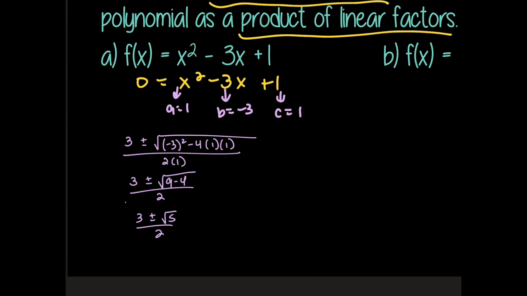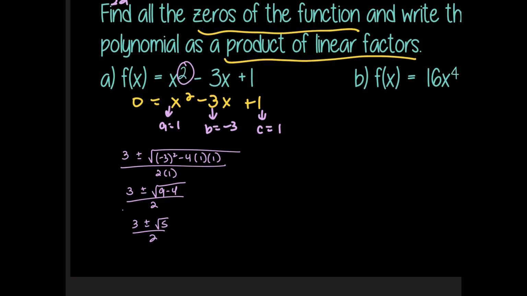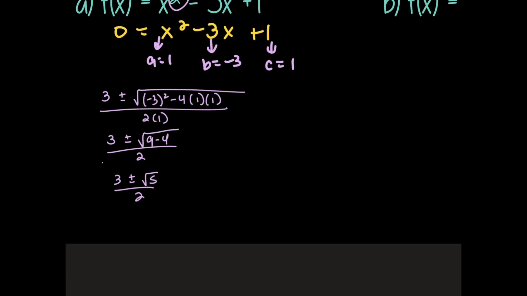Now those are my zeros, and there are 2 of them to match, like I said before. Here's the tricky part: writing this as a product of linear factors. Because the leading coefficient here is 2, I would do x minus (3 minus root 5) over 2, and I would do x minus (3 plus root 5) over 2.